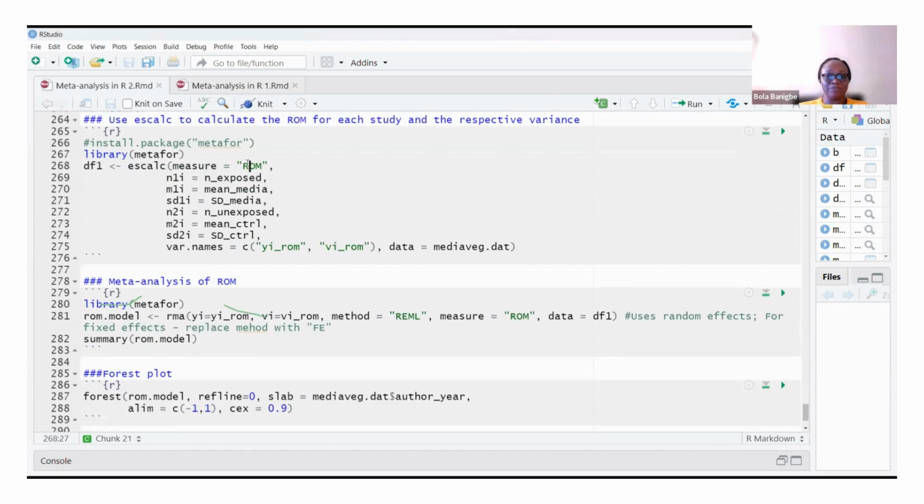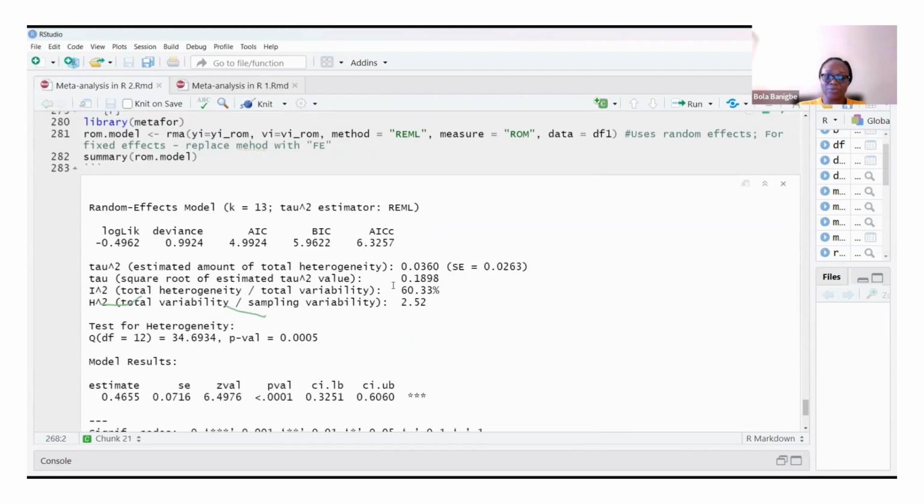Now it is no longer the mean difference or standardized mean difference. It's the log ratio of the means. Then we do the meta-analysis the same way. We call metafor, assigning the result to the object rom.model. We use the rma command, telling it my outcome now is yi, the ratio of means, this is the variance, I want you to use the RMA method, the measure I'm using is the log ratio of means, and the data frame to consult is DF1, which is what we set up here. And we just run it. And this is what we get.